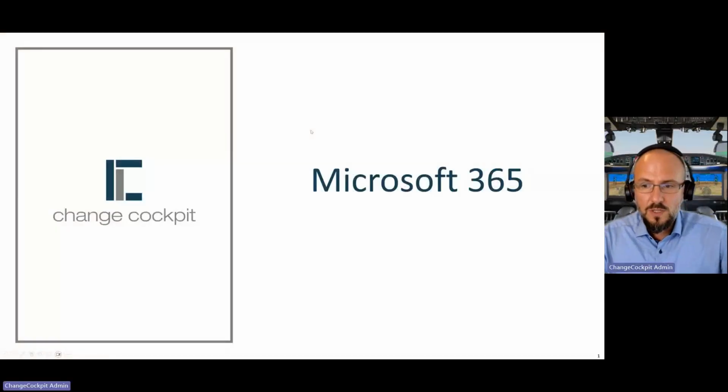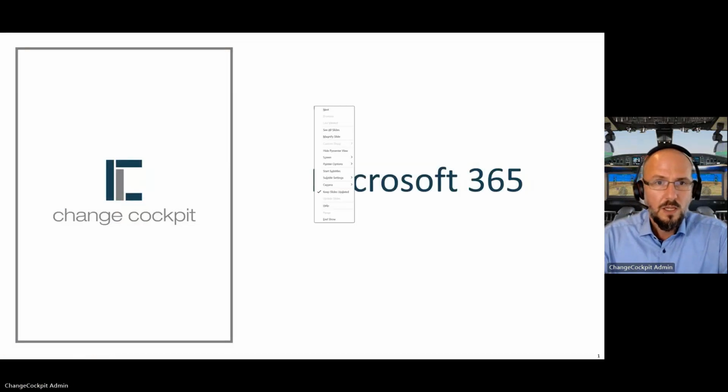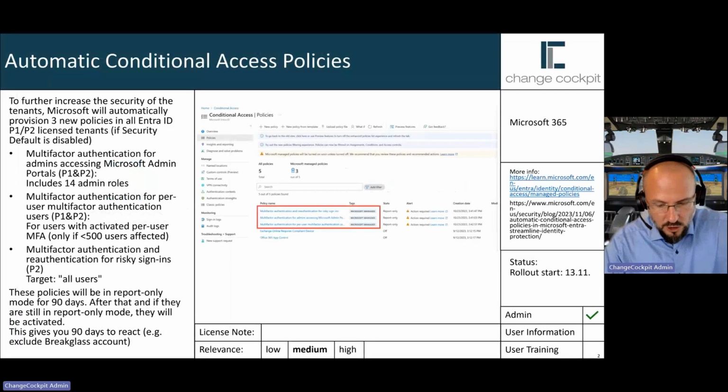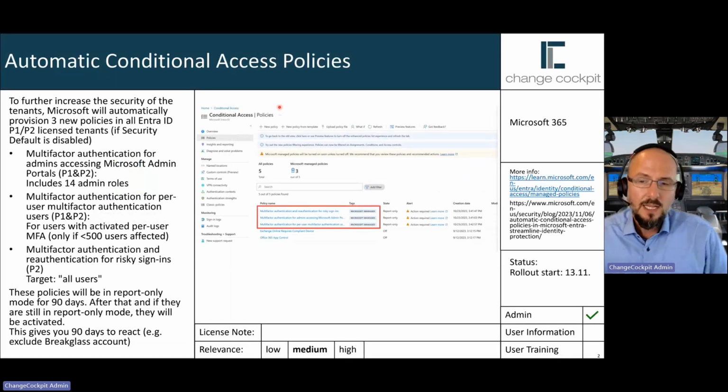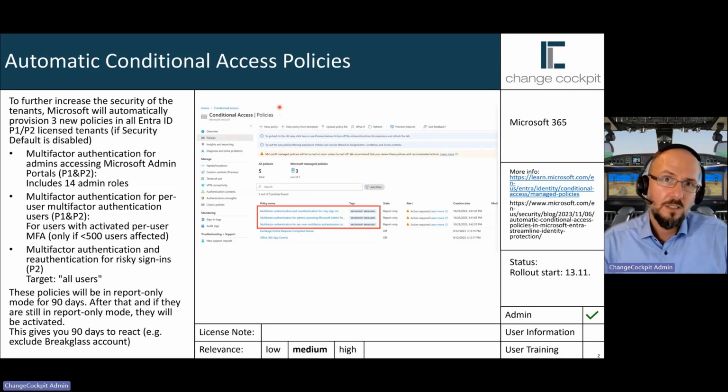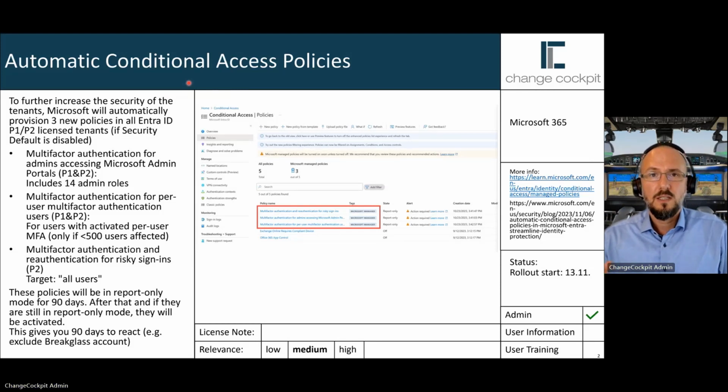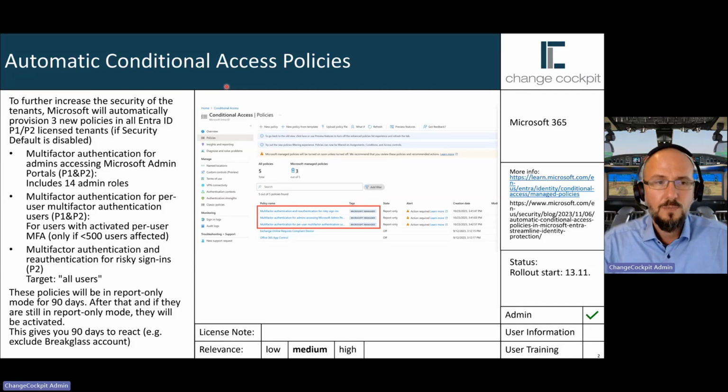Okay, let's start with Microsoft 365. Here we have conditional access policies, automatic conditional access policy. In this change, the rollout will start already next Monday on November 13th. So in this change, Microsoft will add 3 new conditional access policies to tenants worldwide.